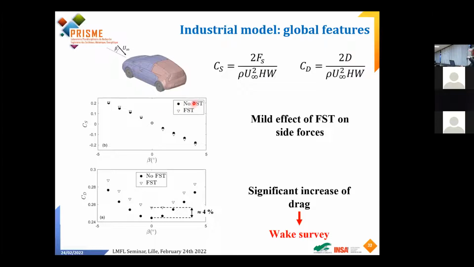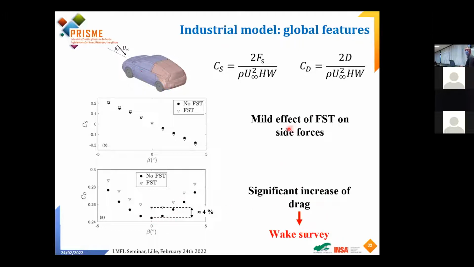In the following, when I'm using black dots, it means the results come from the no free stream turbulence condition, so let's say a laminar flow. The white triangles are for the free stream turbulence condition. For the side force coefficient, we don't see much effect of the turbulence on the force that the car is experiencing. Whereas for the drag coefficient, in these particular conditions, we have a drag increase of 4%, whatever the yaw angle we have used.